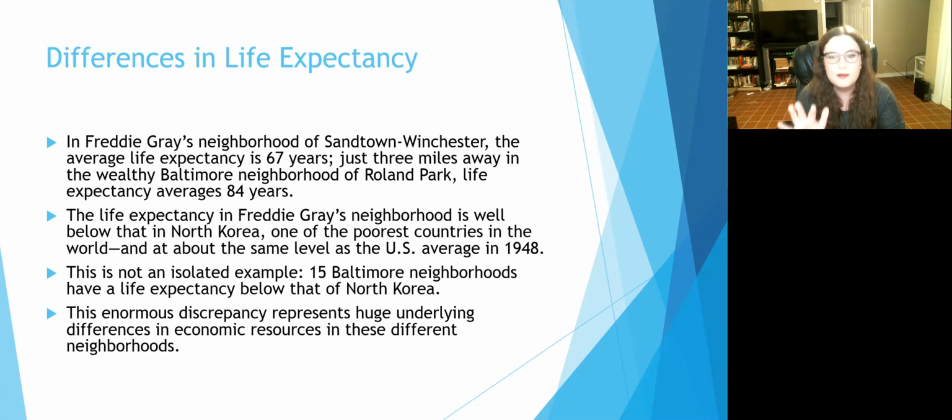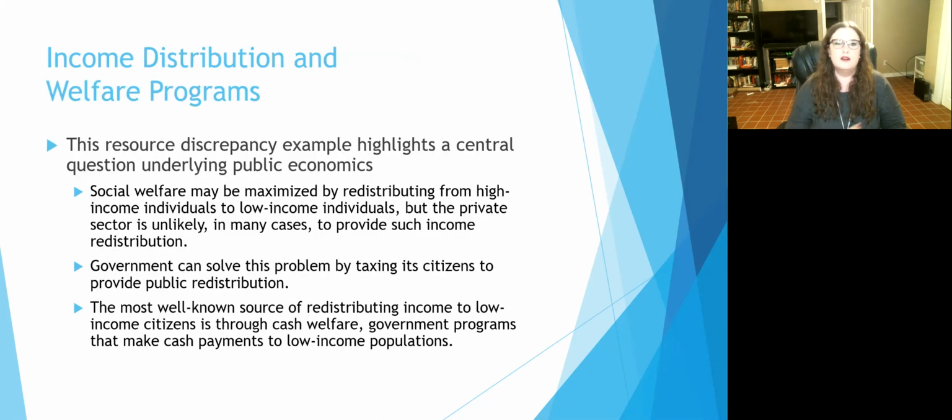And this isn't an isolated example. I'm not talking about just one example. 15 neighborhoods in Baltimore have a life expectancy lower than North Korea. And this enormous discrepancy represents a huge underlying difference in the economic resources that are allocated to these neighborhoods. Well, we're public economists. We have to study what is being done with expenditures and resource allocation and what can be done with expenditures and resource allocations. It's our job to put on our econ thinking hats and think about what the options are, or how we can deal with discrepancies.